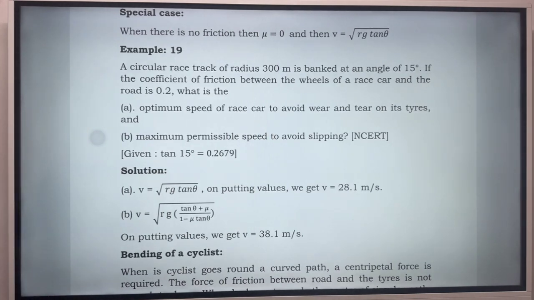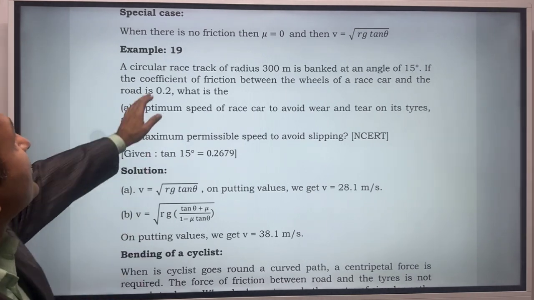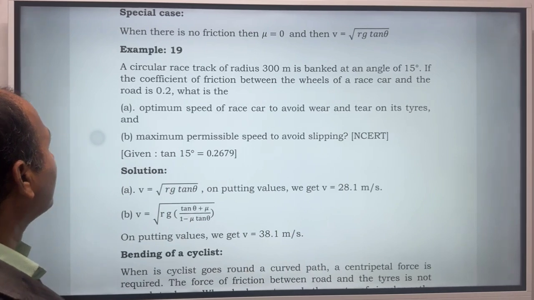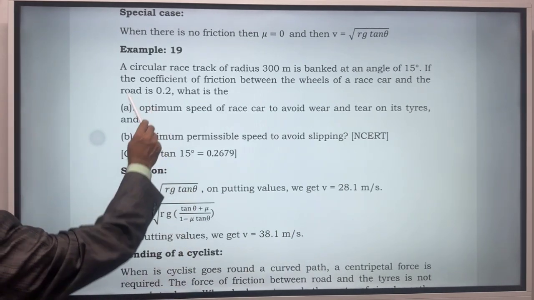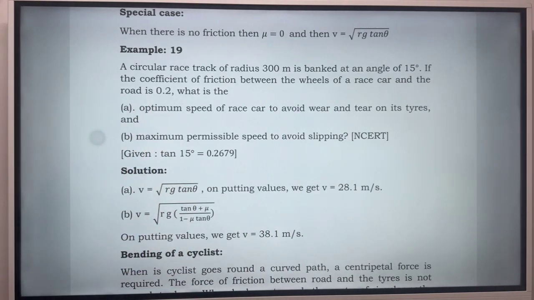So to avoid wear and tear means mu is absent. So remove mu from previous formula. When mu is absent, then rg tan theta can be applied. So for first case, you can apply rg tan theta.